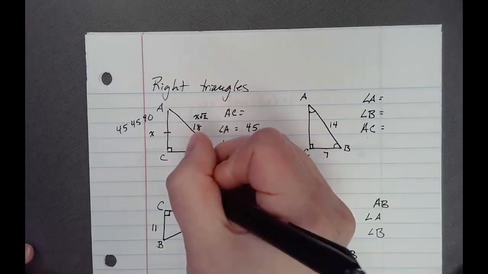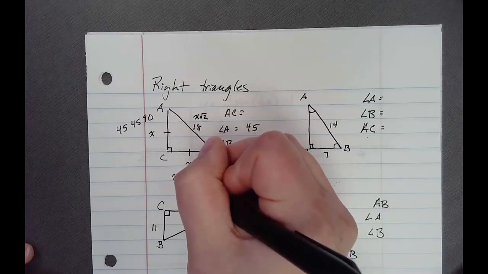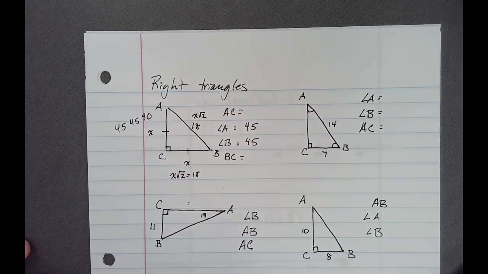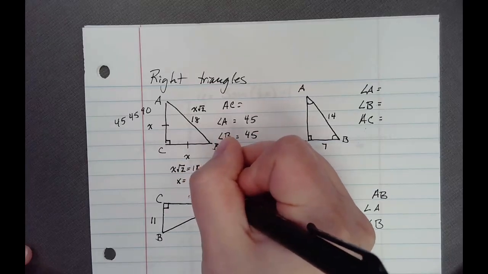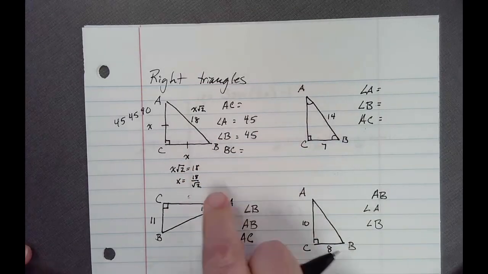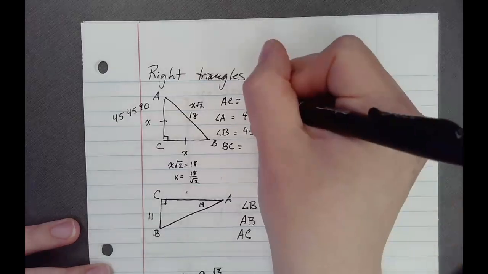So I can solve for x by saying whatever that side is times the square root of 2 works out to 18. And I can divide by the square root of 2 to get x by itself. So x is 18 divided by square root of 2. If you left your answer like this, beautiful.